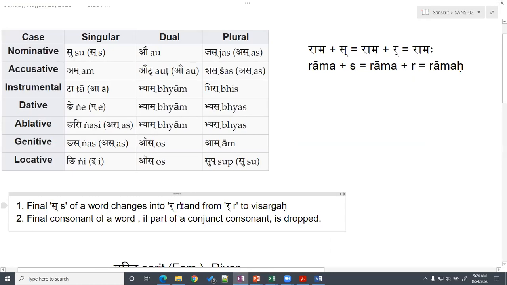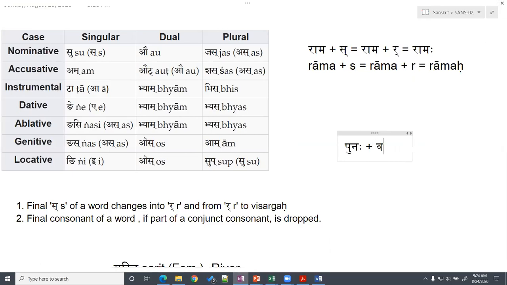But once in a while, we come across words like punaha. So punaha, if it is a word punaha, punaha vadati becomes punarvadati.